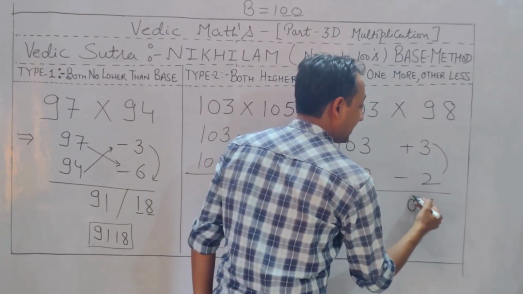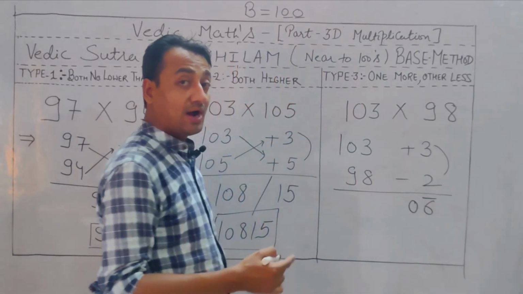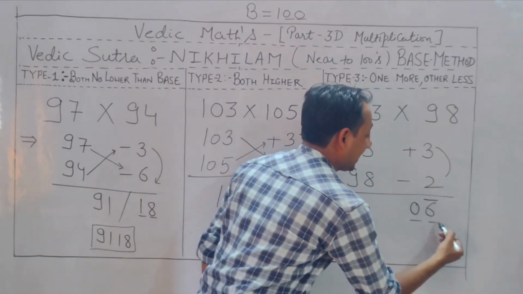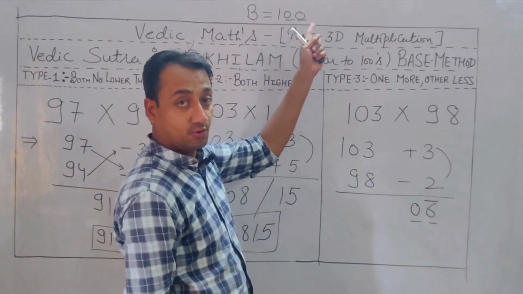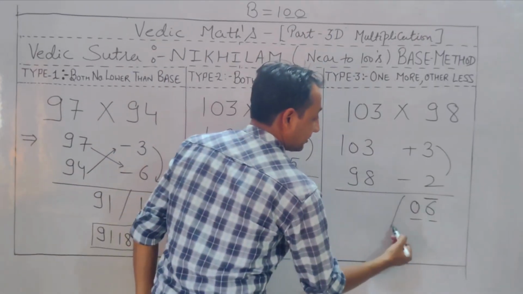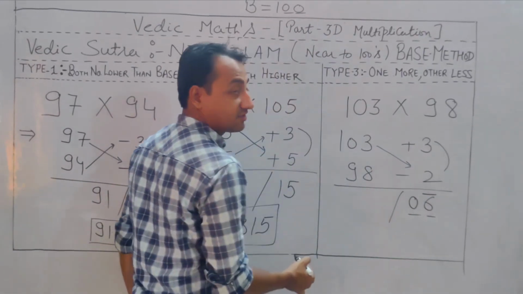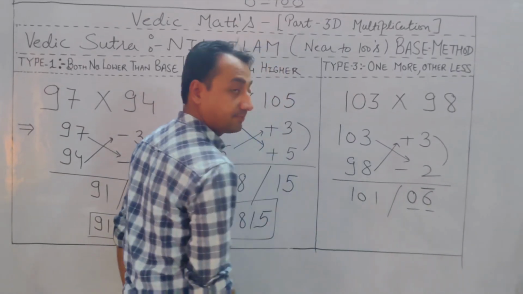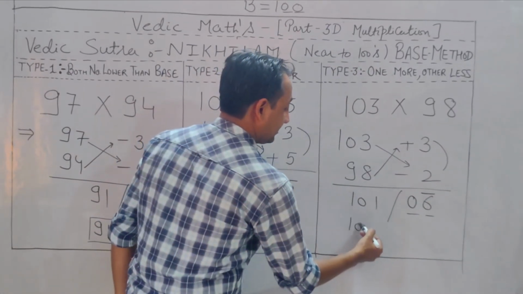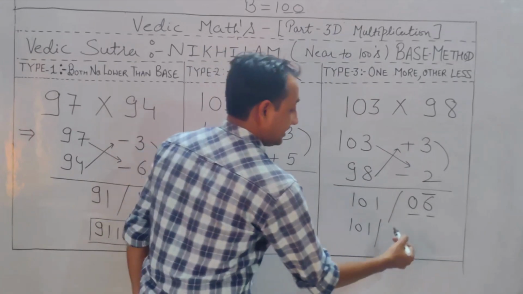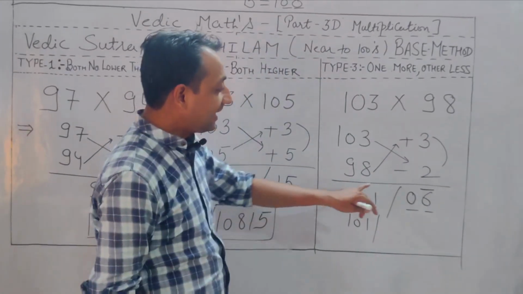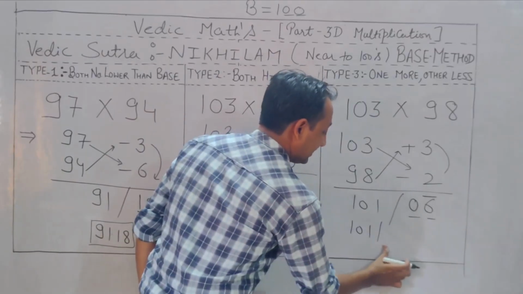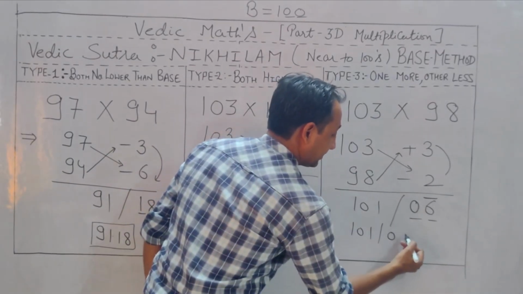Why am I writing 06? Because on the right hand side we have two places that we have to fill. So either 103 minus 2 is 101, or 98 plus 3 is 101. So I am writing here 101, and here 06 with a bar. Why am I writing a bar? I told you in the previous class, a negative sign is written as a bar. So here the value is 06 bar.